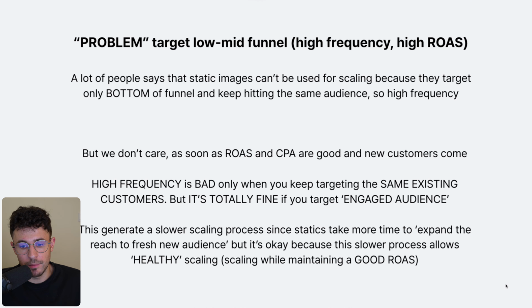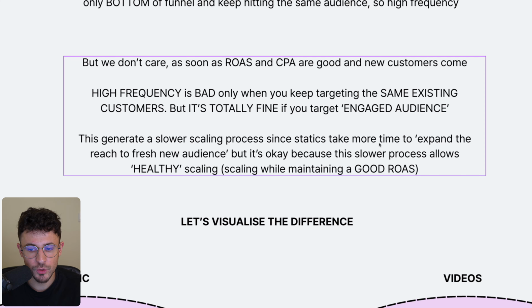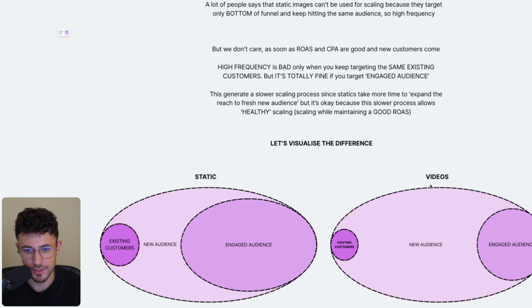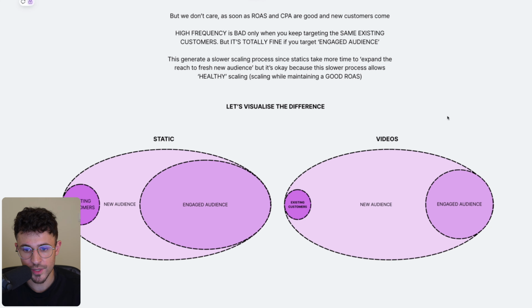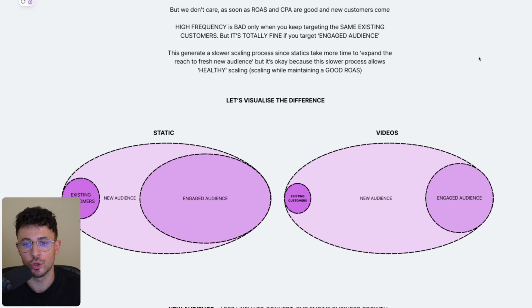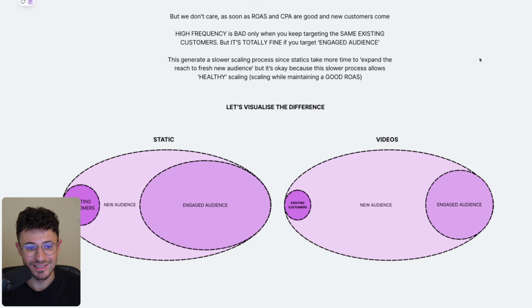Okay, so probably you're gonna have a higher return on ad spend, and the cost behind it is not gonna be high, because probably you're producing UGCs. This is very important. Now let's visualize the difference between statics and videos, so we're all aligned on this. Videos usually tend to target more cold audience, so new audience, while statics tend to target more engaged audience and a little bit more existing customers.